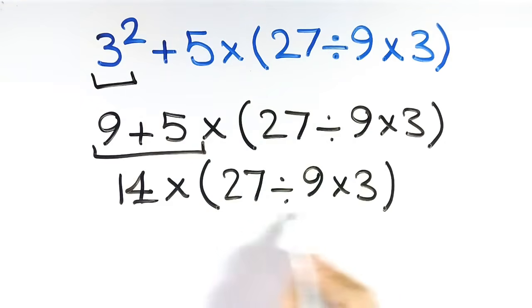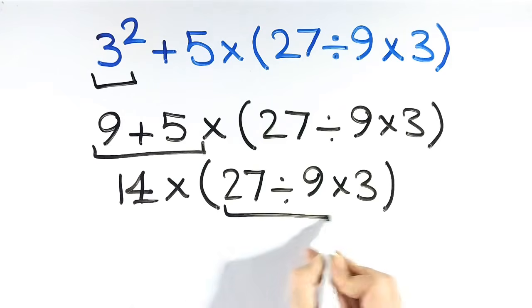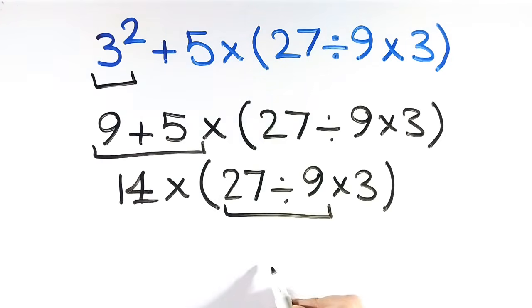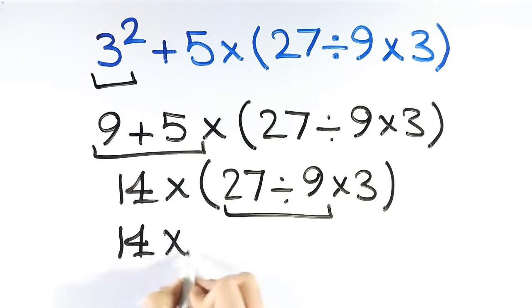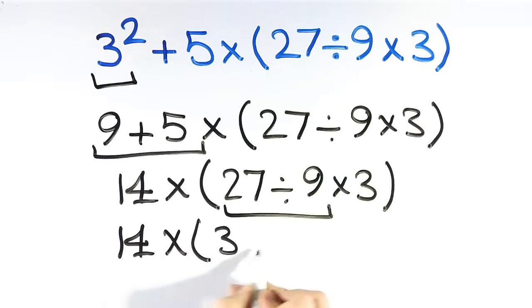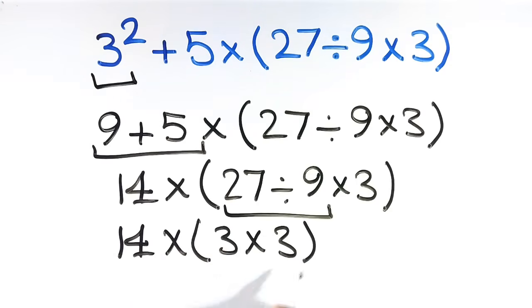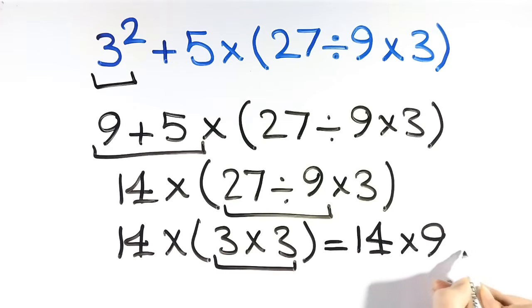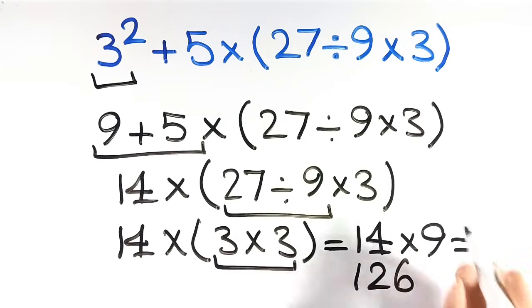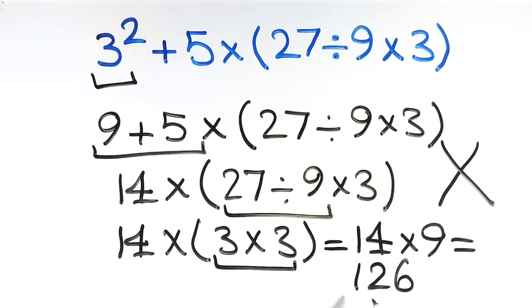Then they go to the expression inside the parentheses and start with the division between 27 and 9. So they rewrite this expression as 14 multiplied by open parentheses 3 multiplied by 3 close parentheses. And the final step, they go for the multiplication between 3 and 3. And instead of this expression, they write 14 multiplied by 9, which finally gives them the answer 126. However, it's not the correct answer to this question.